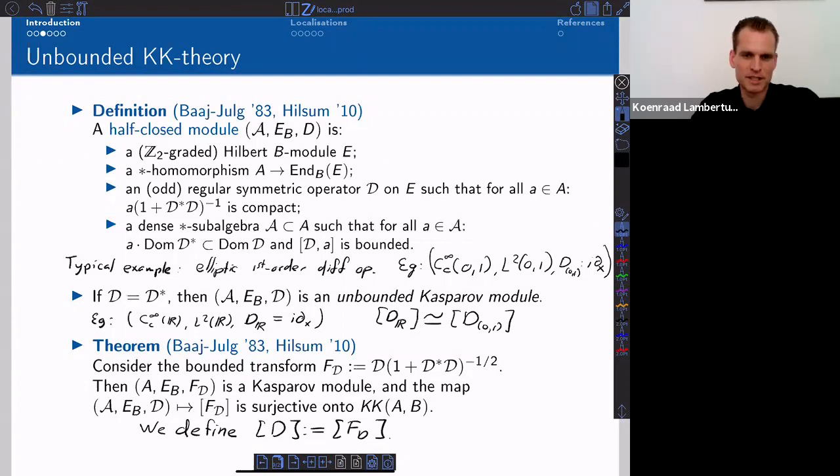And in this case, this forces us to consider non-self-adjoint operators, because this differential operator here on the unit interval is not self-adjoint, and it is not even a way to make it self-adjoint because it doesn't have any self-adjoint extensions. So we really have to accept that this operator is non-self-adjoint and work with the more general version of half-closed modules.